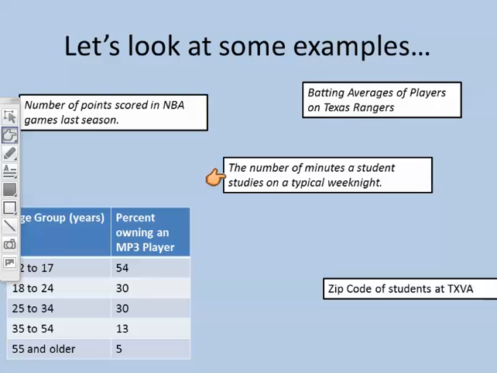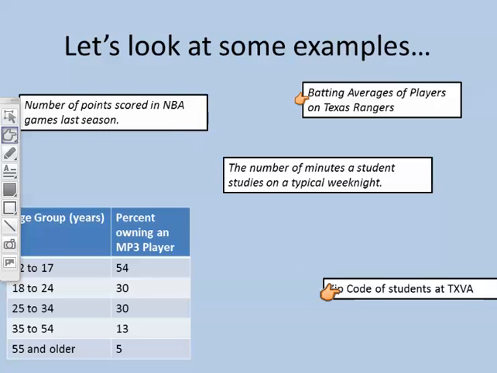The number of minutes a student studies on a typical weeknight. Okay, besides 0. I mean, we're going to get past that, right? The number of minutes that you study. That would be something that you can measure. That'd be a measurable type of a number, right? Probably a continuous number. It's not the same every single time. Batting averages of players in the Texas Rangers. Well, I don't really care about the Texas Rangers, but their batting averages are constantly changing. Every time they're a different number, right? That would be an example of a continuous quantitative type of number.